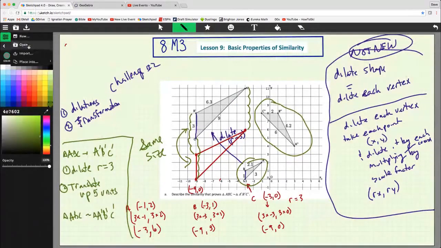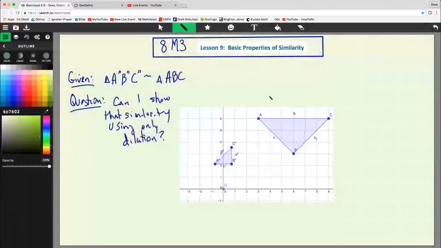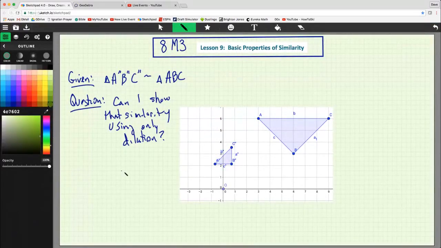Now I'm going to cut back over here to the sketch pad, and I'm going to give you some homework help. So here's the key. You're going to have problems that look like this. Given these two triangles, in this case you have A, B, C and triangle A double prime, B double prime, C double prime. Can you show us that they are similar using only dilation? Can you do it using only dilation?